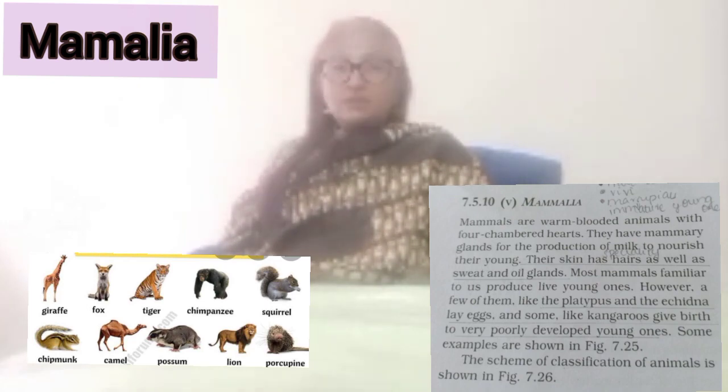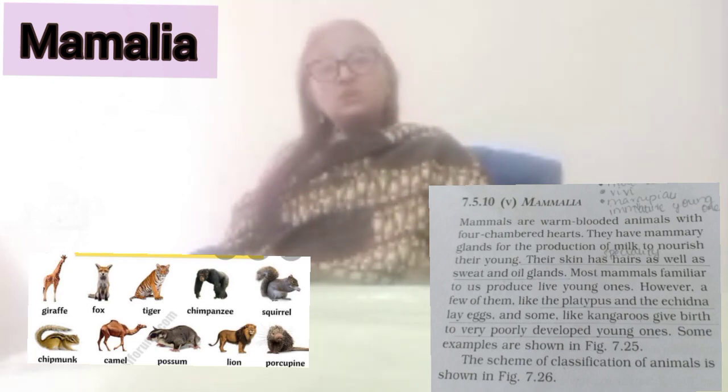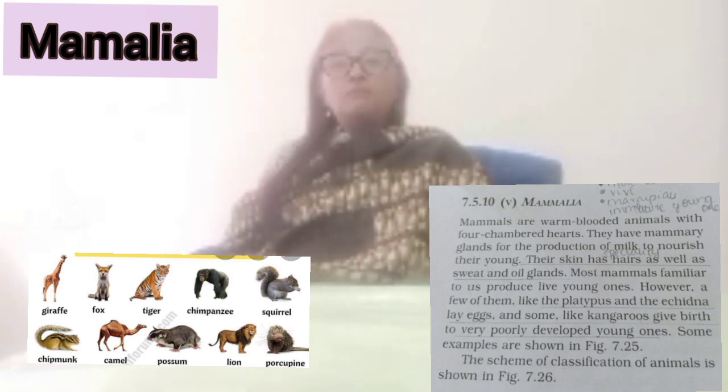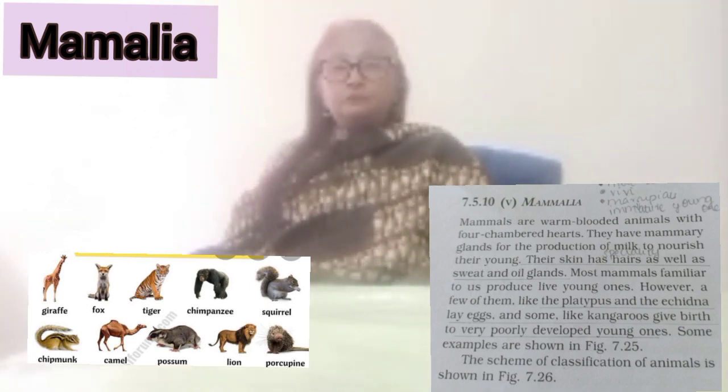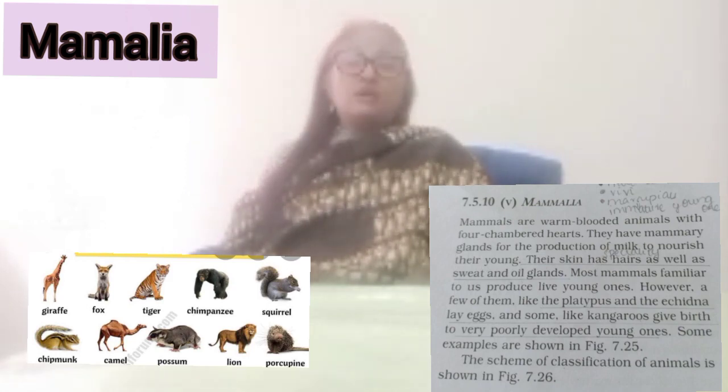So mammals have a 4-chambered heart. Birds or aves also have a 4-chambered heart, and both aves and mammals are warm-blooded. So with that, we have finished with all the classes of vertebrata.